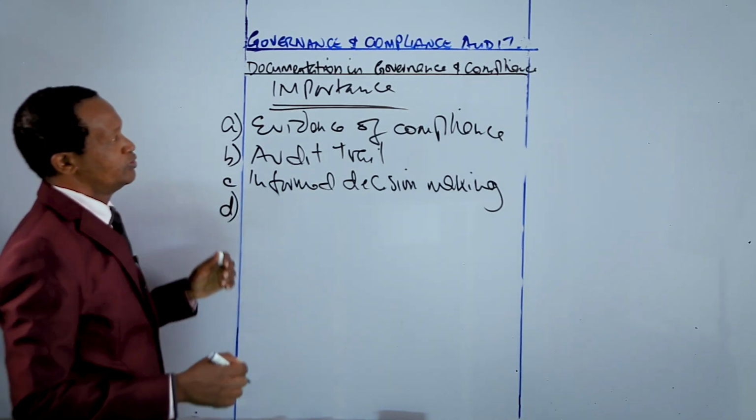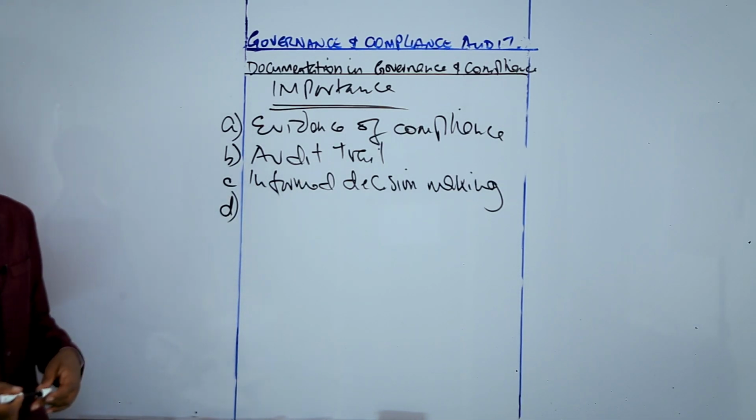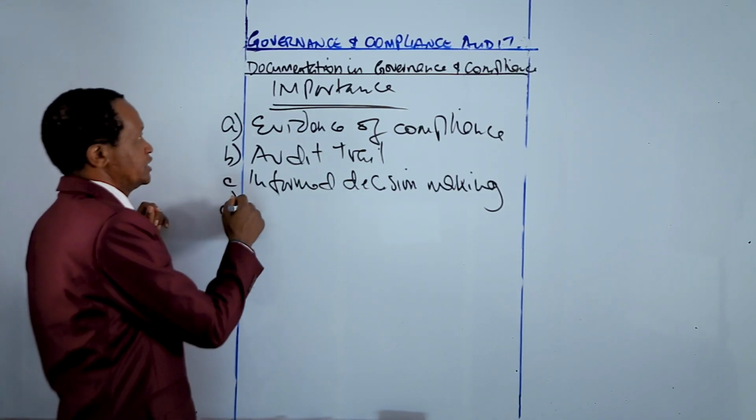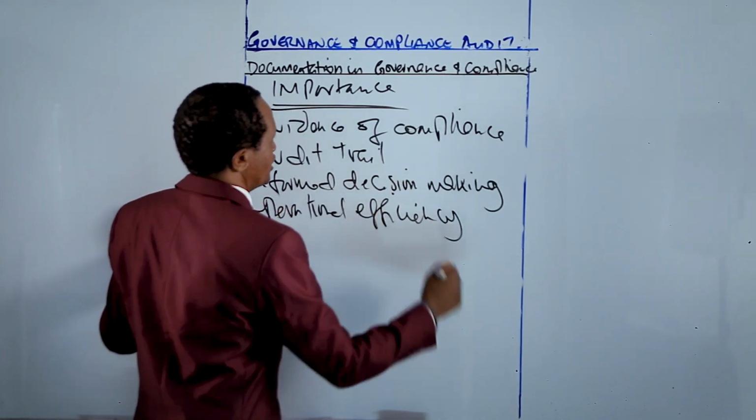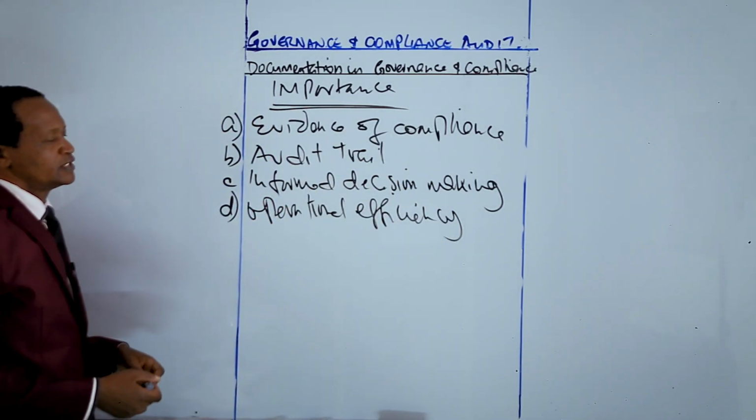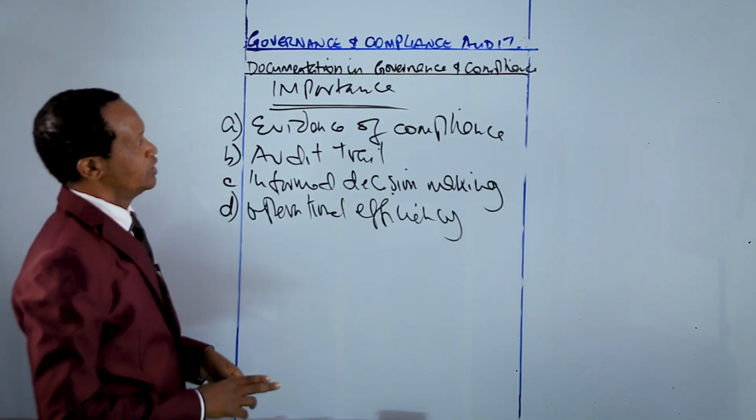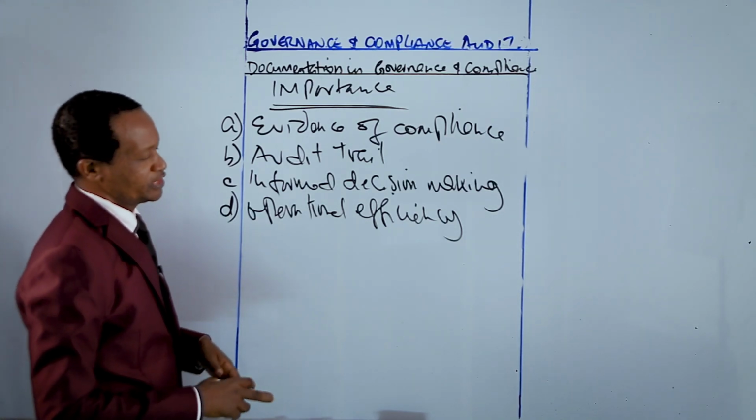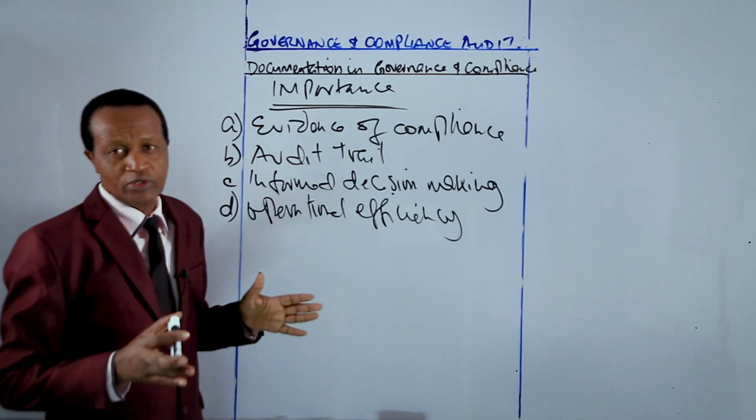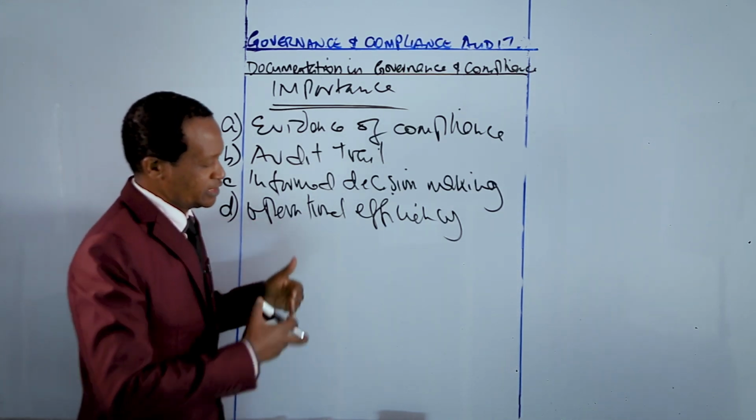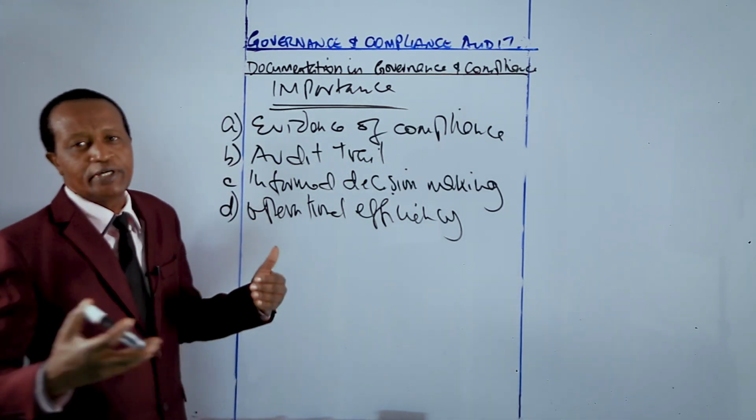Then number four is operational efficiency. Now, currently we are studying the importance of documentation. This is documentation on the part of the company that is being audited. Why is it important for the company that is being audited to maintain proper documentation?